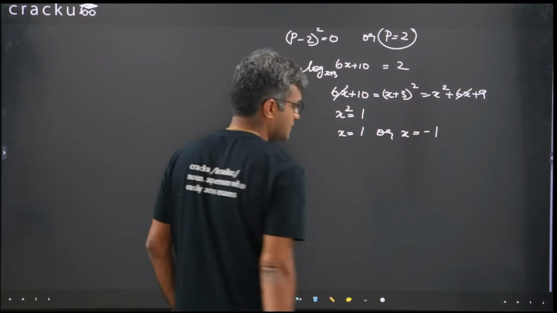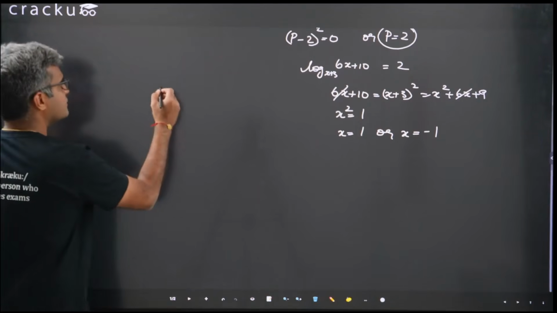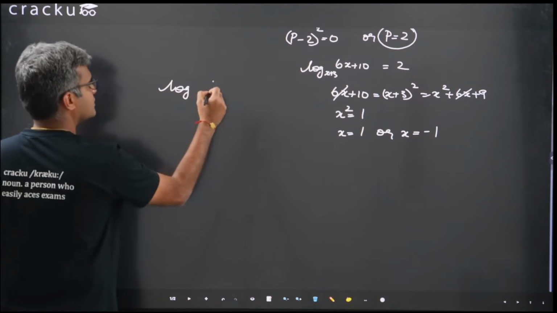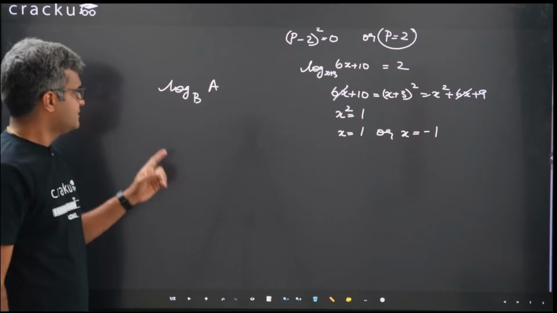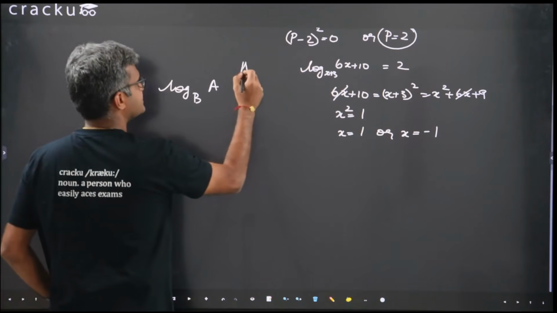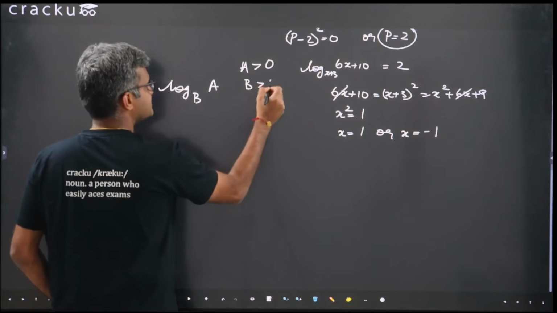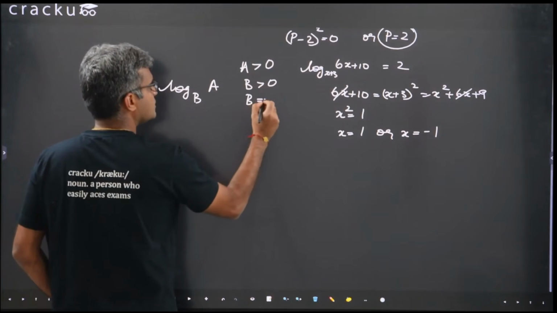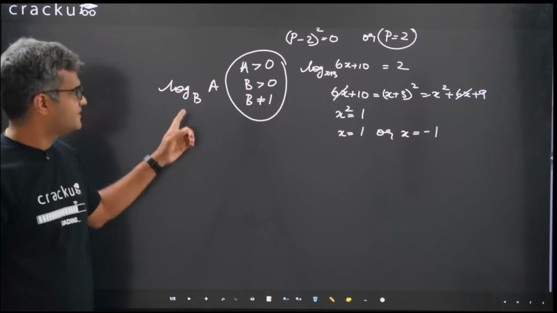Now one thing you should notice is, especially when logarithms are involved, we want to figure out if all the logarithms are defined or not. When is a logarithm which is of the form a to the base b defined? For this to be defined, a has to be greater than 0, that is the argument has to be greater than 0, b has to be greater than 0, base also has to be greater than 0, and base cannot be equal to 1. These are the three conditions that are needed for the logarithm to be defined.